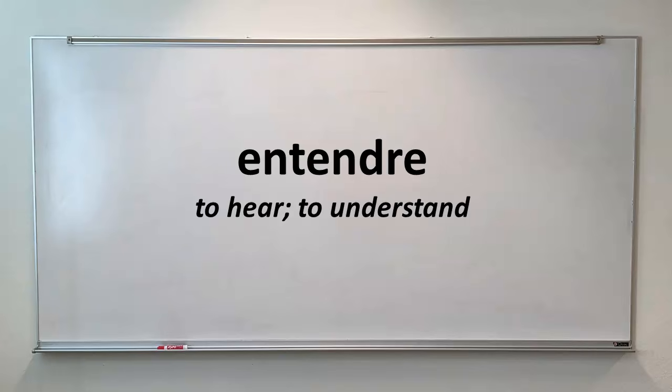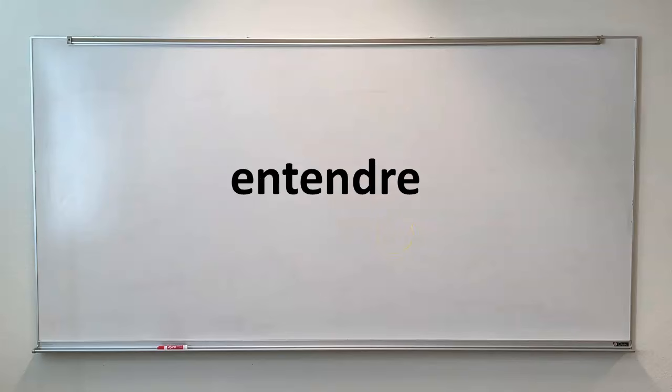In this lesson we are going to continue to look at verbs that end in RE. Specifically, we'll look at the verb entendre, which primarily means to hear in French. It can also mean to understand. So in this lesson we'll learn how to conjugate and pronounce this verb. We'll also look at some examples.